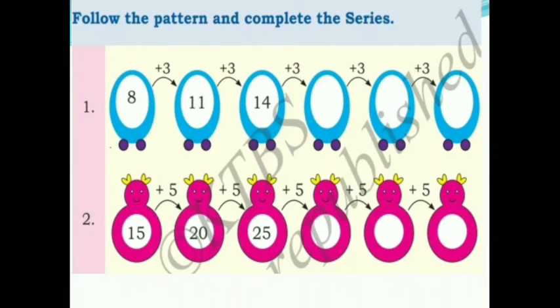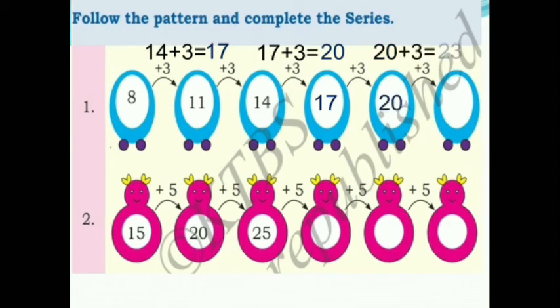Children, now we should follow the pattern and complete the series. In the first question, we should add 3 to each number. 8 plus 3, 11. 11 plus 3, 14. 14 plus 3, 17. So we should write 17. 17 plus 3, 20. So we should write 20. 20 plus 3, 23. So we should write 23.